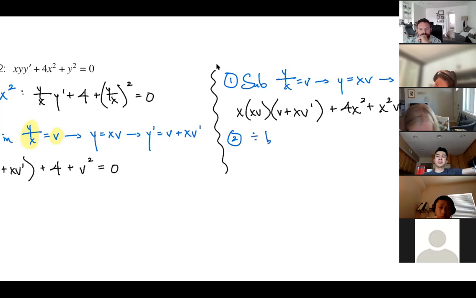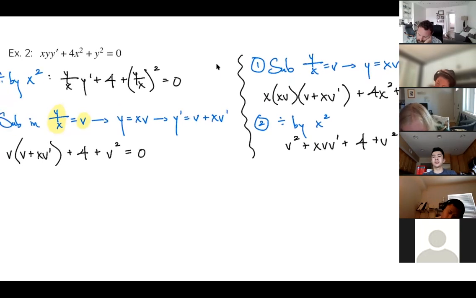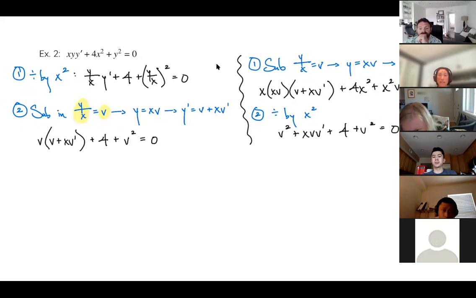So divide by x squared, and that will give us v squared plus xv prime plus 4 plus v squared equals 0. Right? And so if we look at this step right here, if I distribute the v and v, I'll get this v squared. And if I distribute the v to the xv prime, I'll get xv prime. Right? So you can switch the order here.